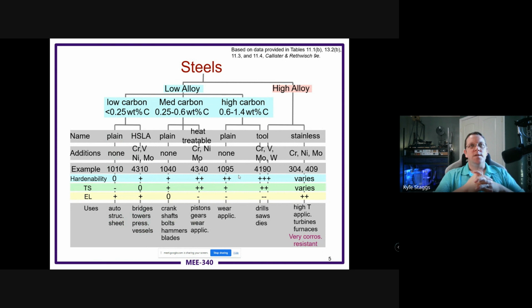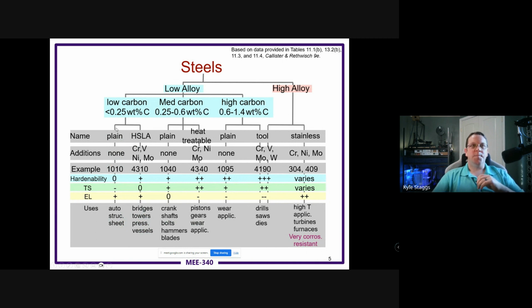So steels are where we spend a significant percentage of our time. The low alloys are going to be below the 1.4. The high alloys are going to be above that. So this is where you start getting into, like I said, much more the tool steels.